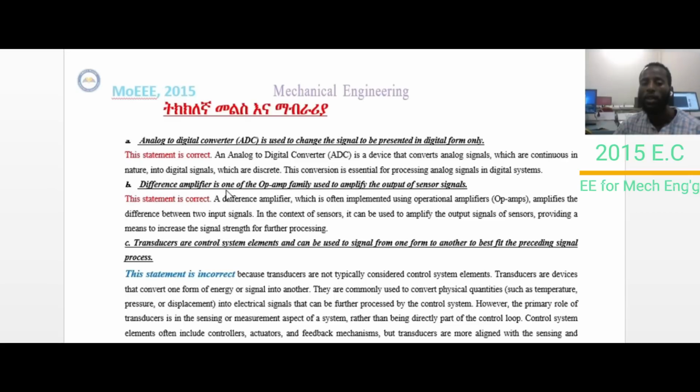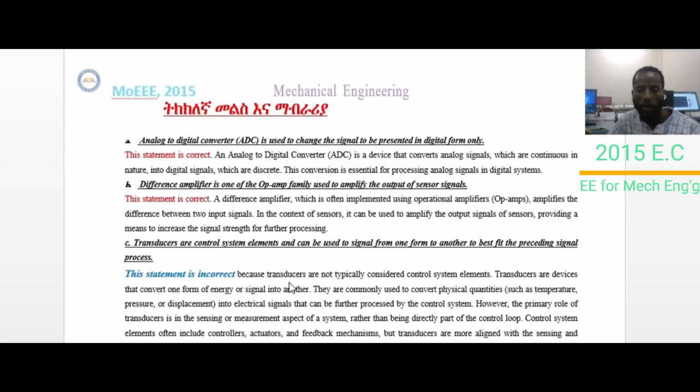And B. Difference amplifier is one of the op-amp family used to amplify the output of the sensor signal. This statement is also correct. This difference amplifier, which is often implemented using an operational amplifier or op-amp, amplifies the difference between two input signals. And in the context of a sensor, it can be used to amplify the output signal of a sensor, providing a means to increase the signal strength for further processing.